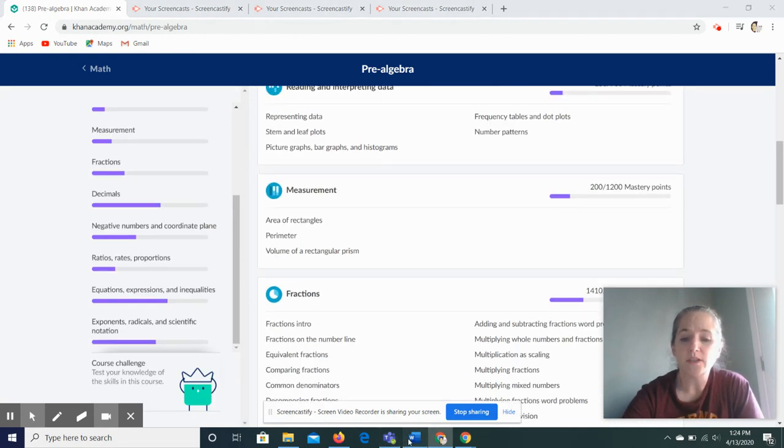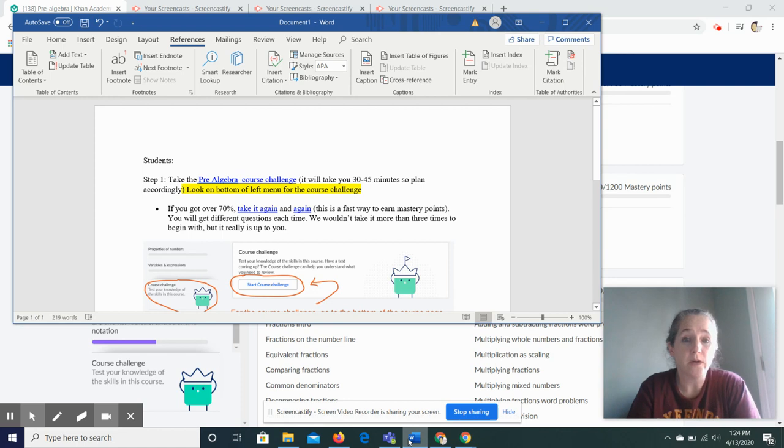On this Word document, it says that if you do really well the first time you do it, 70% or better, they suggest taking it again and possibly even a third time, because that's just a really fast way for you to earn mastery points and for it to show what you really need to work on and what you don't need to work on as much.